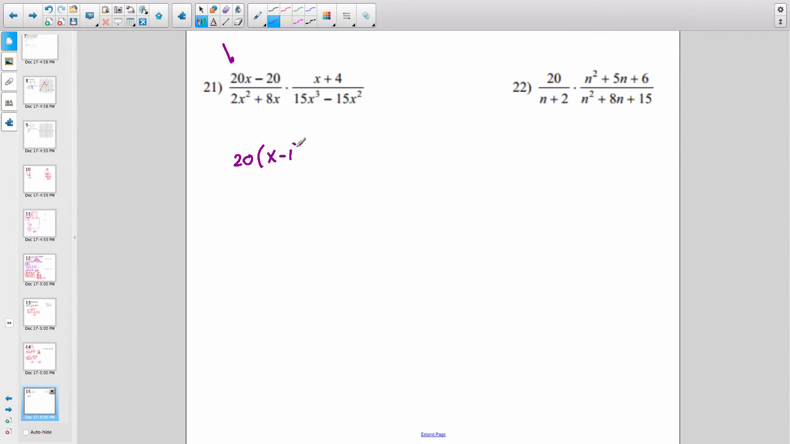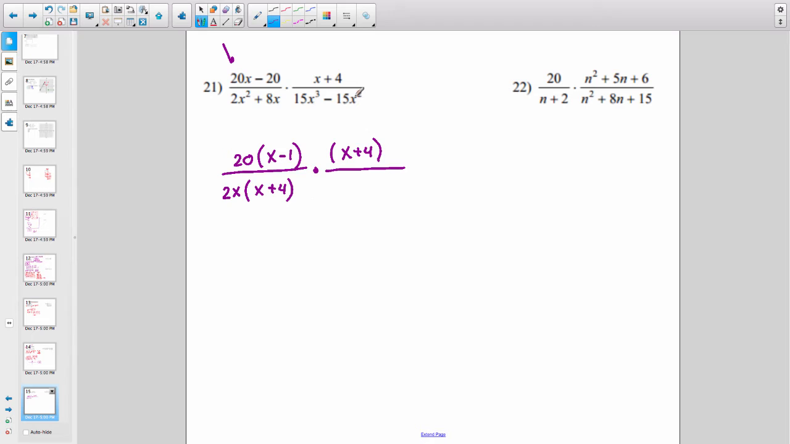X minus 1. On the bottom, definitely an X for the X's, and then a 2 for the 2 and the 8. So 2X is the GCF, leaving me with X plus 4. Cool. Oh, that's nice, because look, on the top you have X plus 4. So those are going to cancel.